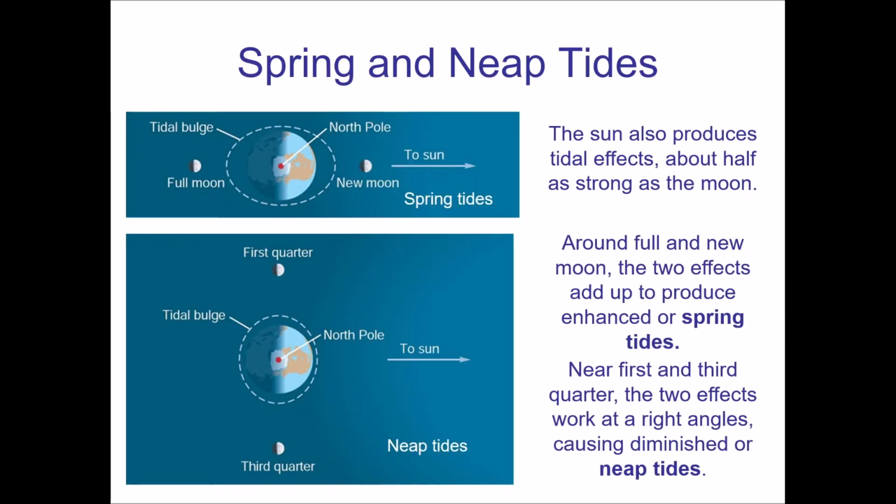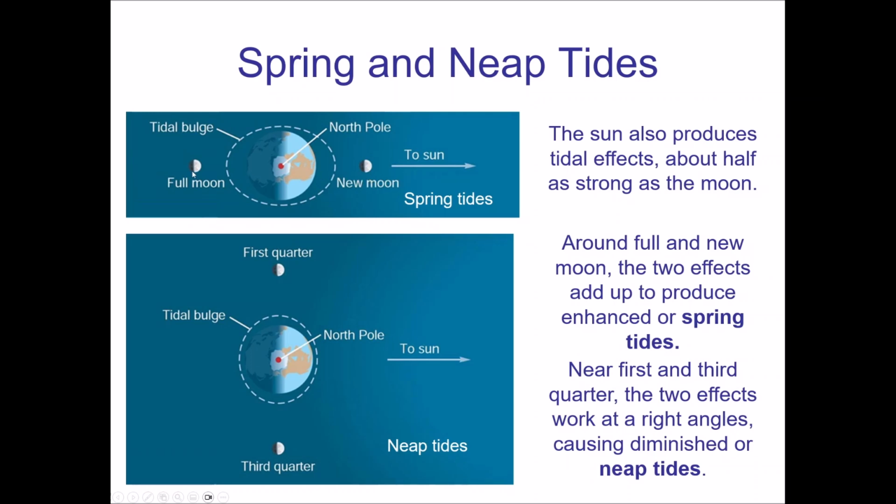Now, the sun produces tides as well. Not quite as strong. They're about half as strong. And what this means is that the sun and the moon can act in tandem to produce either enhanced or diminished tides. So in the picture in the upper left here, we see the full and the new moon.